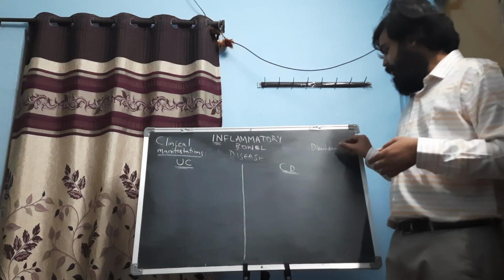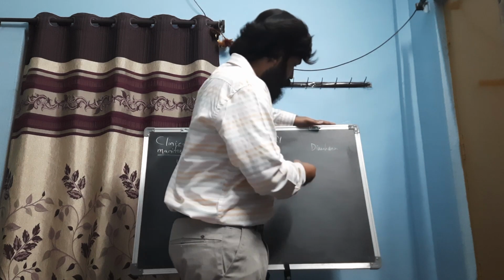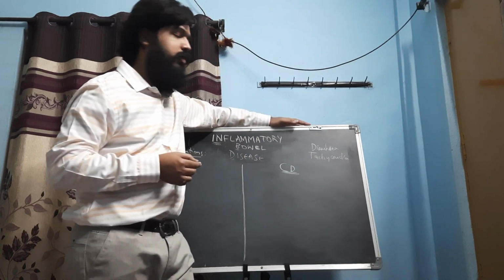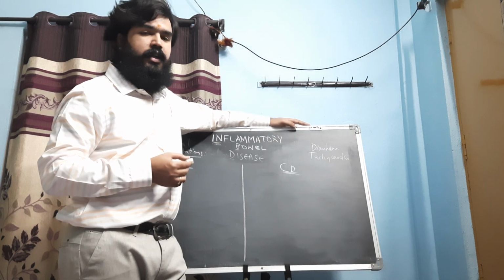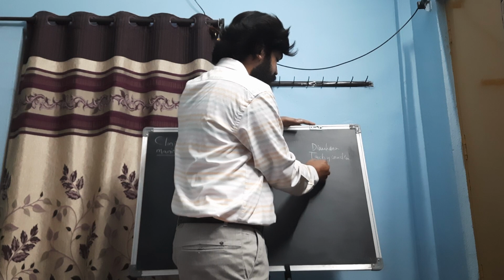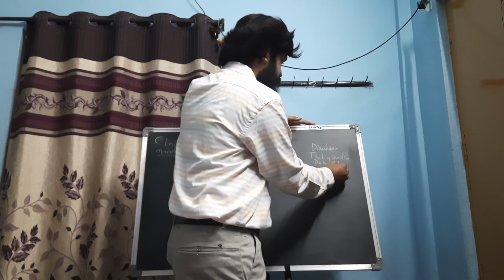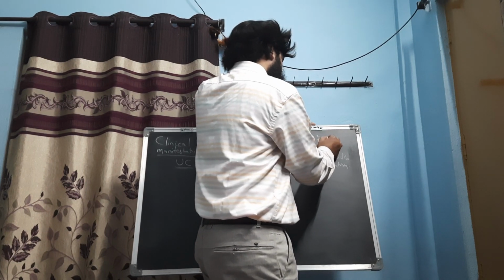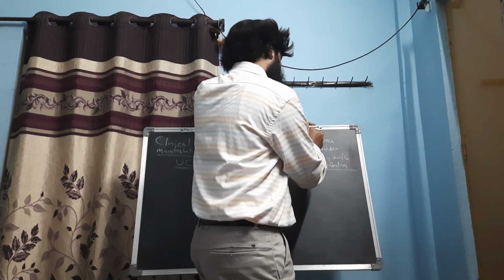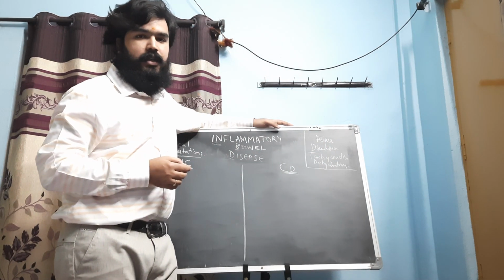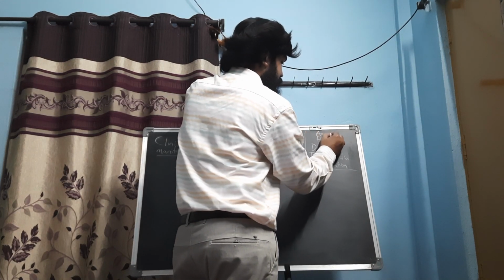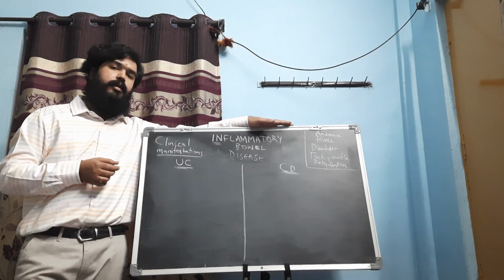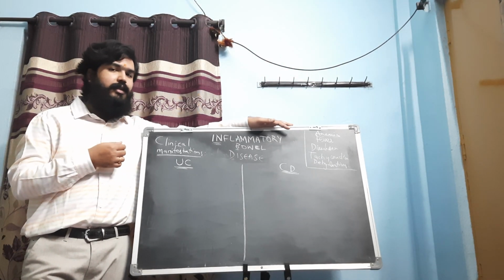And apart from diarrhea, the patient also experiences tachycardia because of loss of fluids from the body. The person can become dehydrated, and to meet those needs, tachycardia can be there. As I told, dehydration, and some other common features include fever, diarrhea, tachycardia, dehydration, and also anemia. These are somewhat common in ulcerative colitis and Crohn's disease.